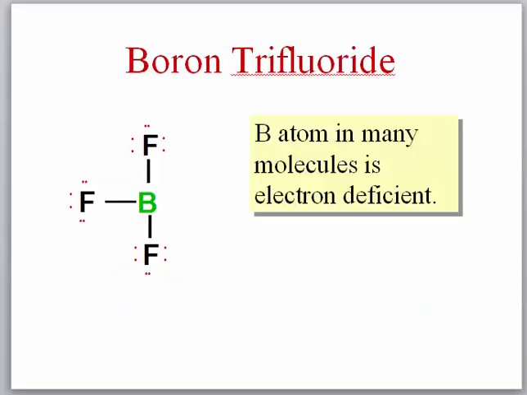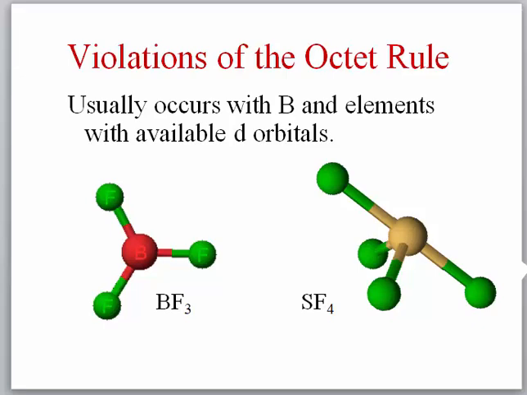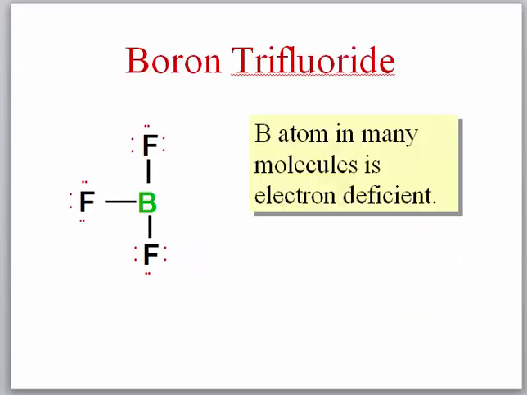So violating that octet rule, there has to be a reason for that. So you either have an atom that prefers to be electron deficient because of formal charge, and we'll look at boron later, or you have a central atom that can hold those extra electrons.